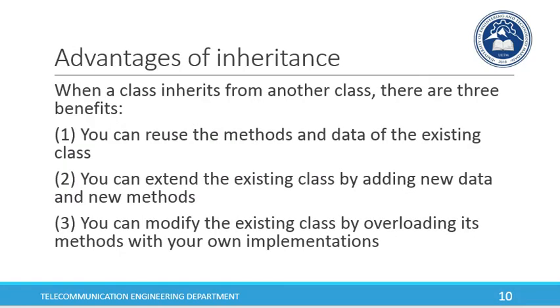Now coming towards the advantages of inheritance. When a class inherits from another class, there are three benefits. You can reuse the methods. These are the advantages, that is why we do inheritance. The first advantage is to reuse the methods and data of the existing class. You can extend the existing class by adding new data and new methods. You can modify the existing class by overloading its methods with your own implementation.